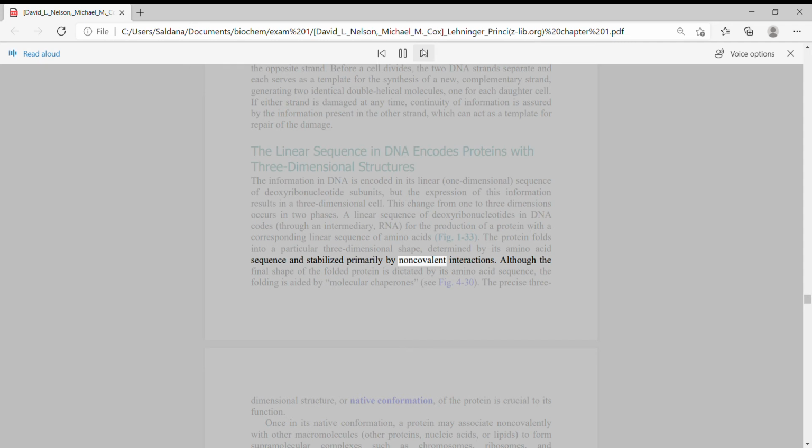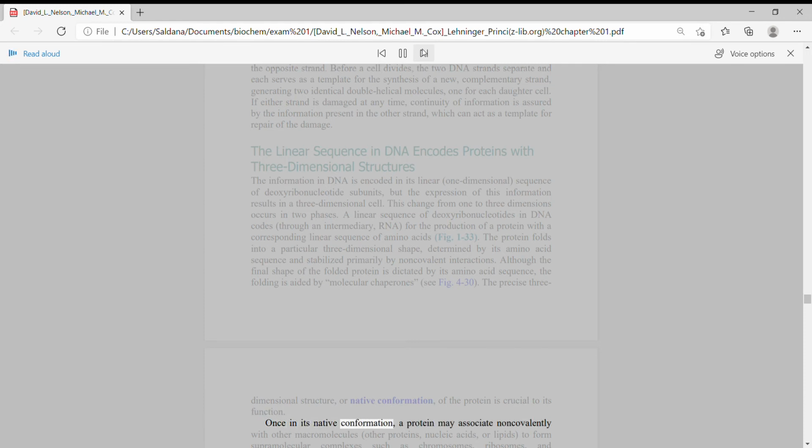by non-covalent interactions. Although the final shape of the folded protein is dictated by its amino acid sequence, the folding is aided by molecular chaperones, see Fig. 4-30. The precise three-dimensional structure, or native conformation, of the protein is crucial to its function.